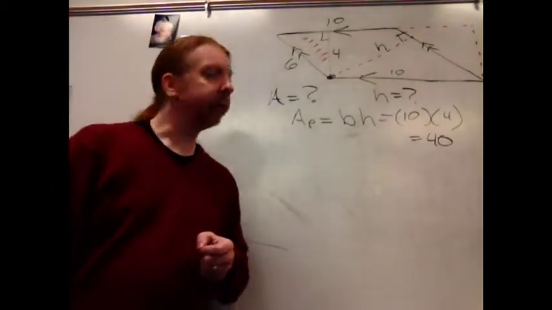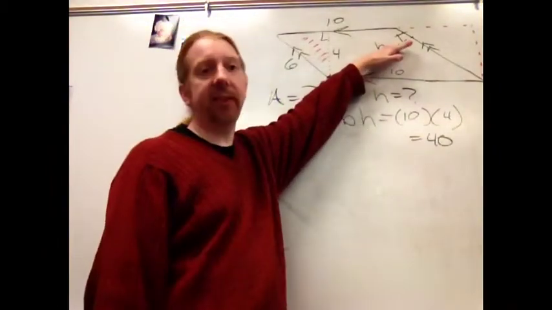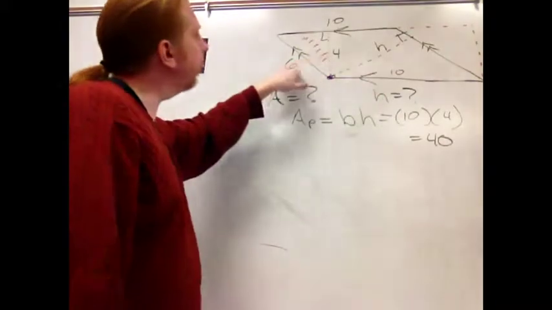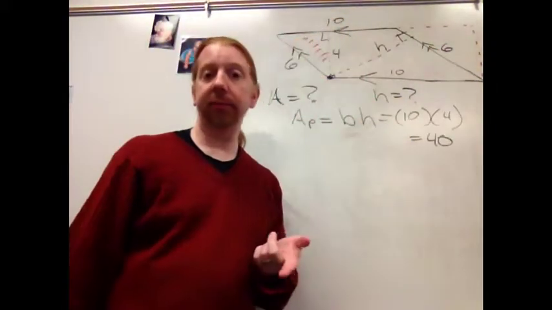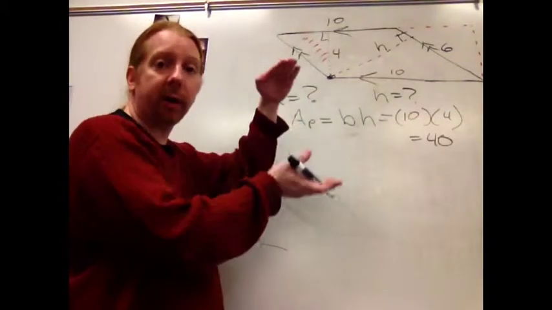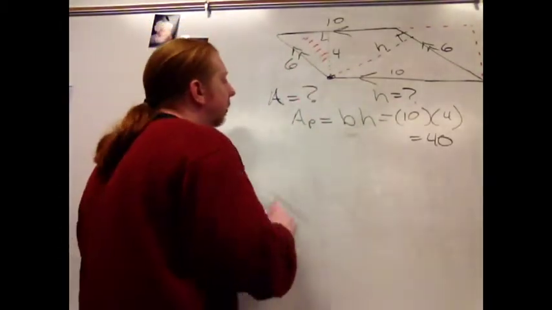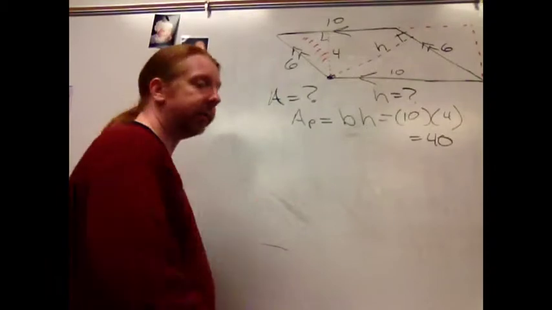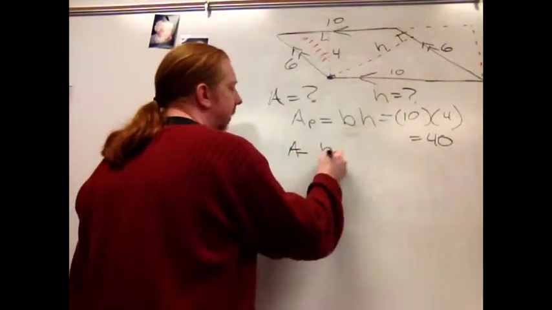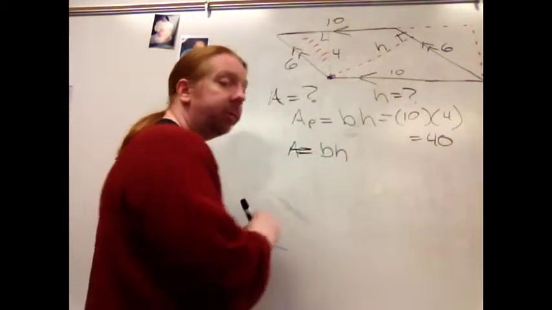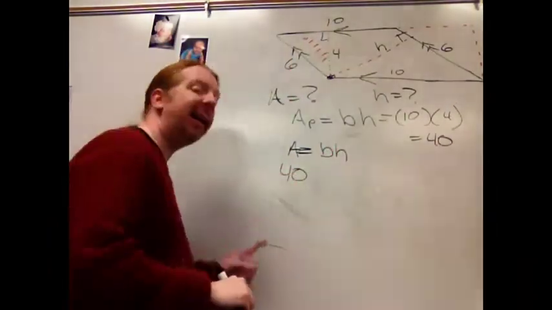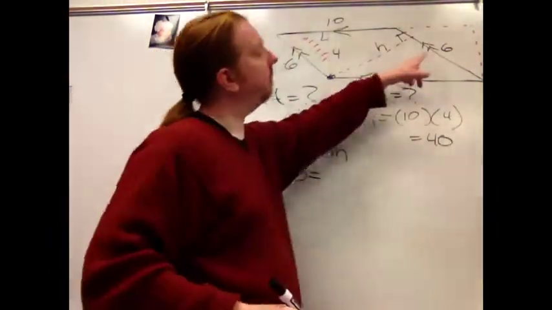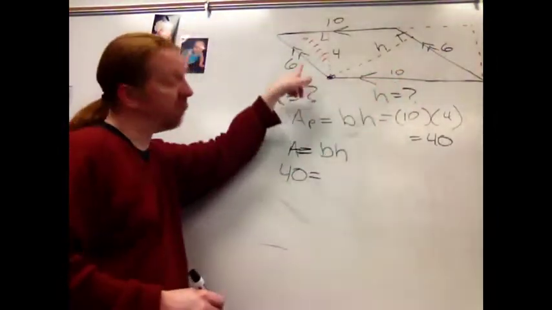Now the next question. How big is this distance? Now I've got 6 here. That means I'm going to have 6 over here. Remember, the sides of the parallelogram are the same. So, follow the formula. Area is base times height. I know the area, I just found it. It's 40. I know the base. It's 6. Or I could use this 6 over here.